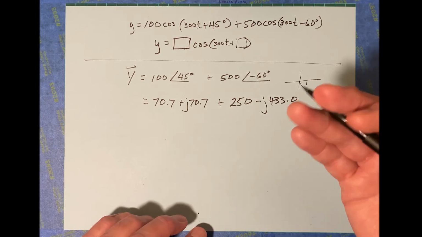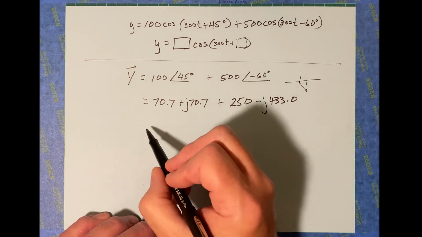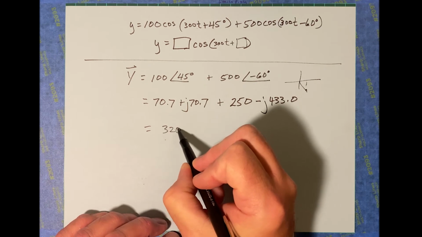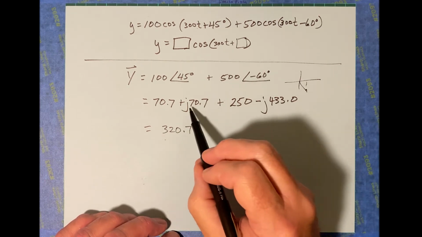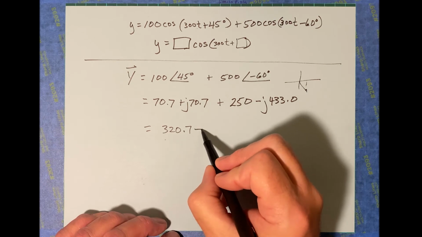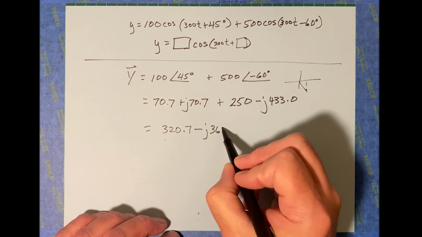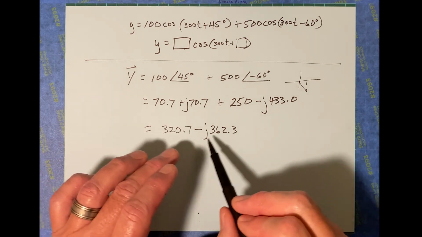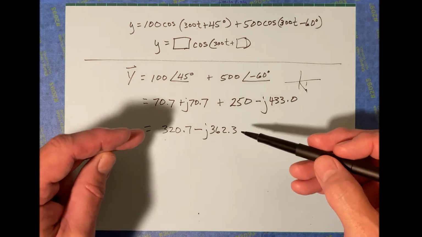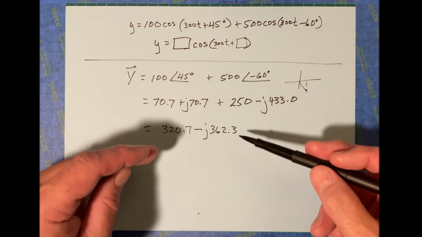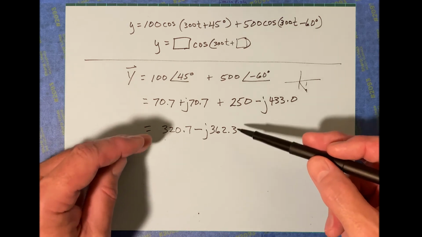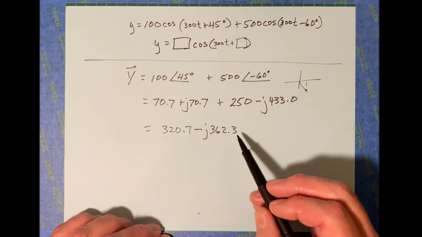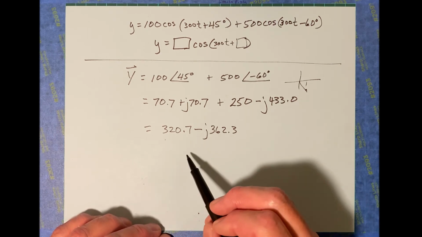So, okay, that at least makes some sense. Now, add the real parts together, and I get 320.7. Add the imaginary parts together, and I get minus j 362.3. At this stage, I've done as much addition as I can. It's time to do the inverse phasor transform back into the time domain. But in order to do that, I need to convert this from rectangular into polar.